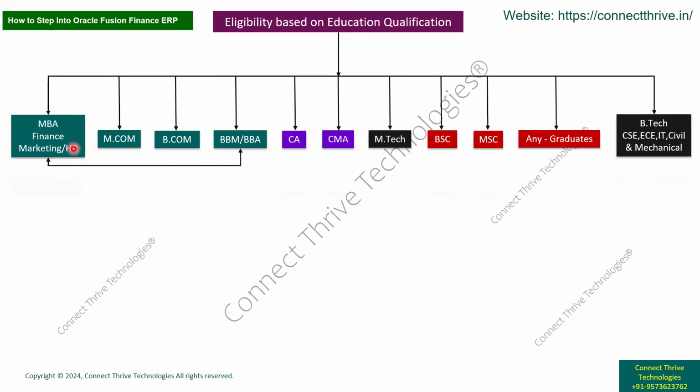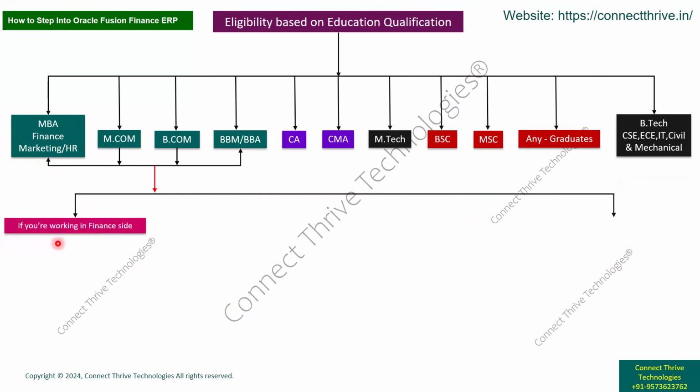Now we will talk about finance, MBA finance, marketing or HR, MCOM, BCOM, BBA or MBA. If you belong to a finance background and are working on the finance side, some people are working as a core accountant. Core accountant means in a manufacturing plant or a small organization or factory, they still do all their books in an Excel sheet, or book normal day-to-day transactions in journal entry books, day books.